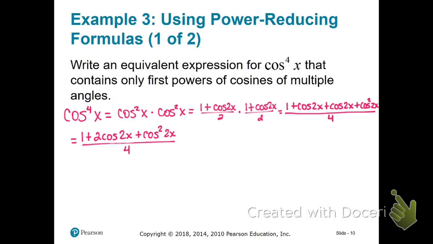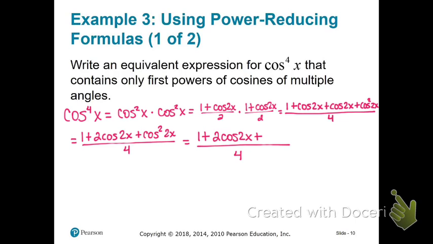I still have a square, don't I? So I'm going to have to do it again for that one. So let's rewrite. We got 1 plus 2 cosine of 2x, plus, and go ahead and put your over 4. I want you to make sure we're working on this together when we do that one piece, okay? So let's get that written down. Are we going to have another fraction? Yeah. 1 plus cosine of 2x over 2.